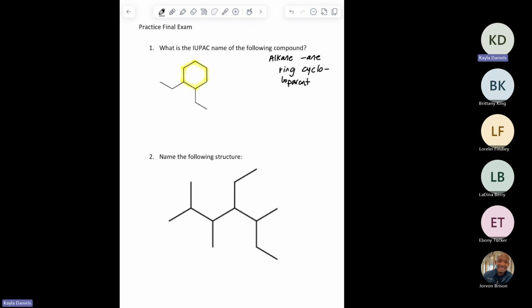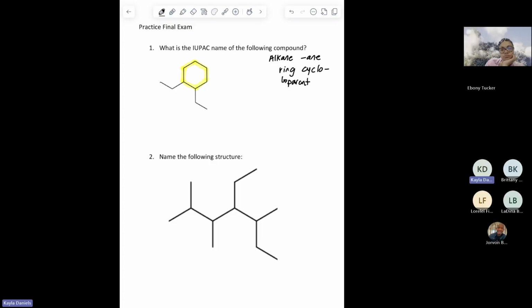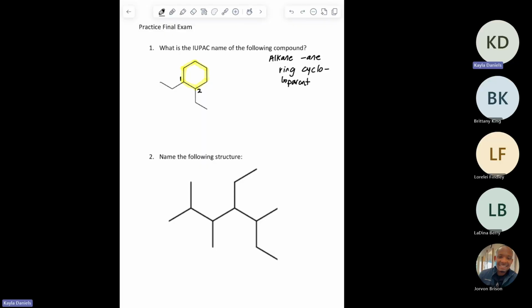My next step is to number this. So with rings, you want to put one at the branch. So here I'm going to put one at this branch, and it wouldn't have mattered if I chose this one, but I need to start at one of the branches, and then I need to make the other branch number 2. All right, and I'm gonna go 3, 4, 5, 6.